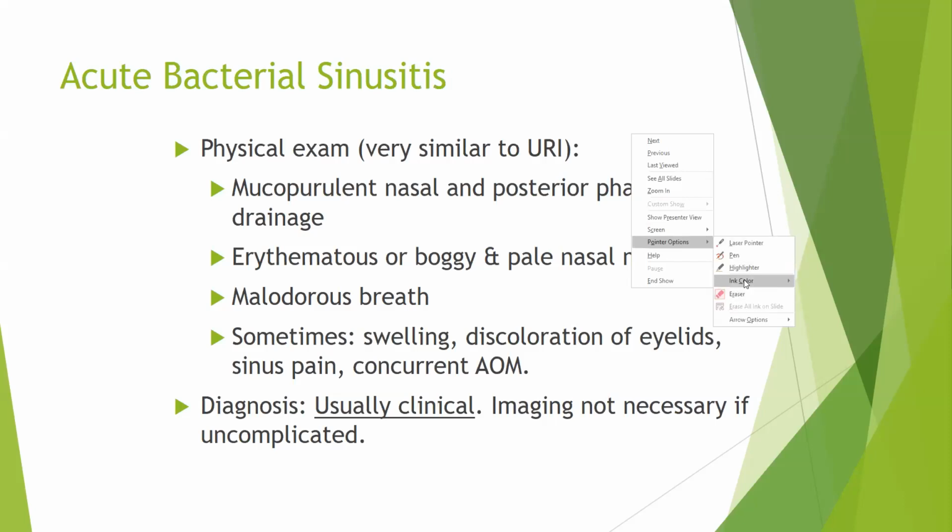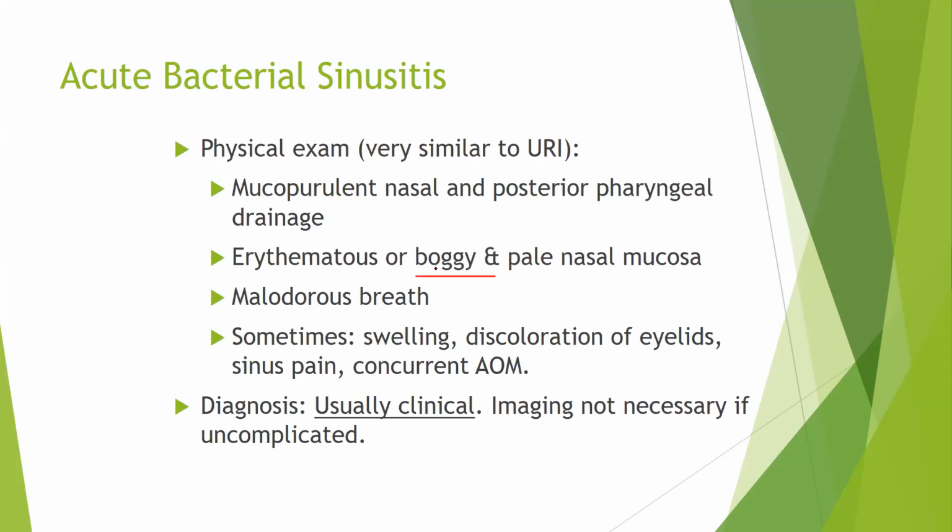There also can be, when you look up at the nasal turbinates, you can see this erythematous, kind of boggy, they call it, pale mucosa that just looks like it's filled with fluid. That would be the boggy, more of an edematous nasal mucosa.